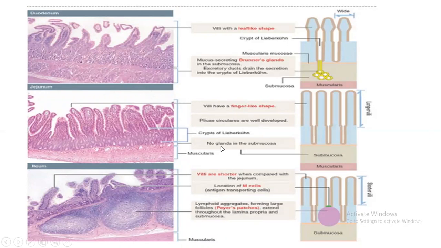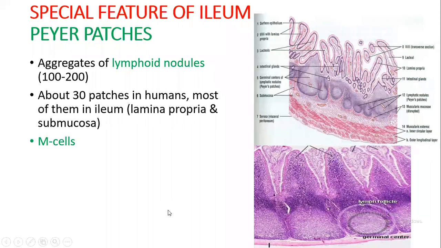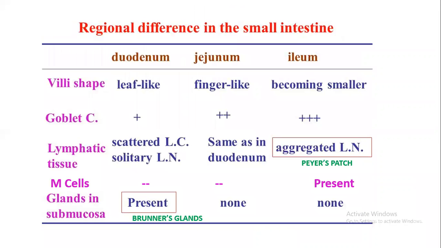Jejunum is characterized by prominent plicae circulares. And in the ileum, you have lymphoid nodules, which are present in the lamina propria extending up to the submucosa. These are the Peyer's patches, lymphoid aggregates forming large Peyer's patches, and overlying these Peyer's patches you have special cells known as M cells or microfold cells. So the longest villi are in the jejunum, wider ones are in the duodenum, while short villi are in the ileum.